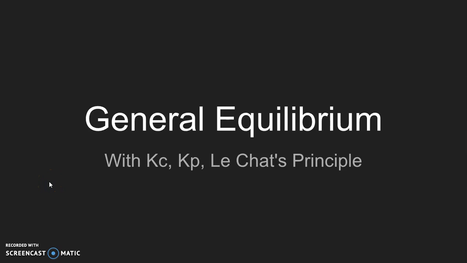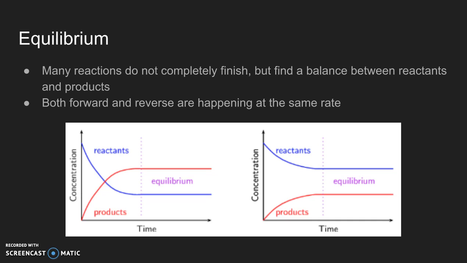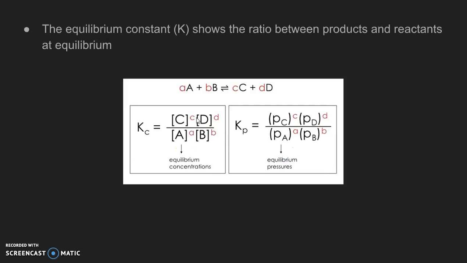Okay, so this is general equilibrium with Kc, Kp, and Le Chatelier's principle. As many of us know, many reactions do not completely finish, but they do find a balance somewhere between the reactants and the products. The reactants are forming the products at the same rate the products are going back into reactants. And so the reactants will decrease, products will increase in concentration until they reach their equilibrium point, at which point everything should remain in a constant concentration.